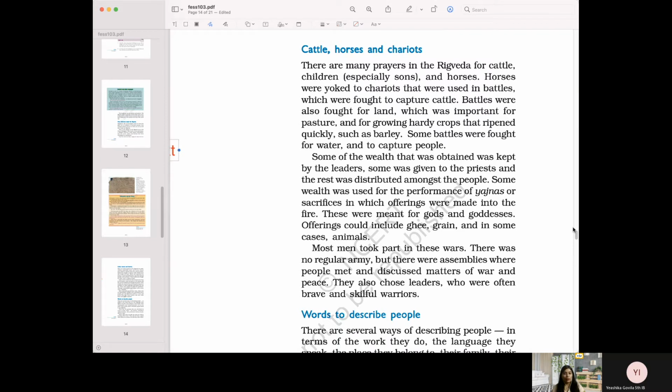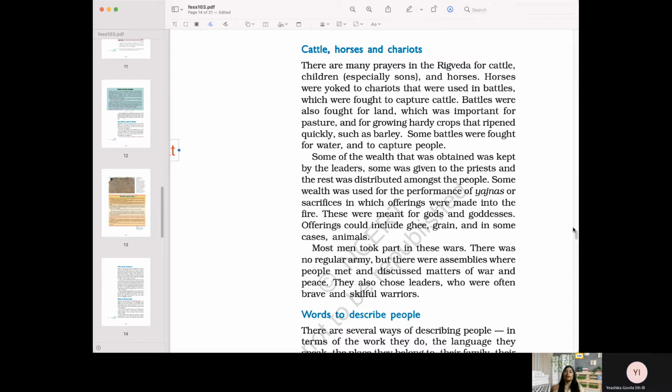So the wealthiest of the people performed all the yajnas and sacrifices for gods and goddesses, where they offered animals along with ghee and grain. In a few cases, animals were sacrificed, in other cases, only crops were sacrificed. Even today, we do it, right? If we are having a yajna or a yagya or a havan, we put ghee and other crops in it, right? So that is a sacrifice.